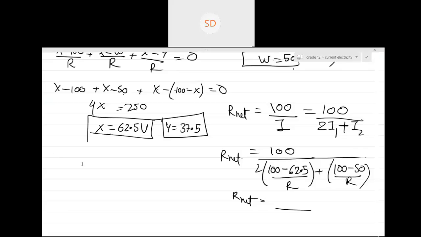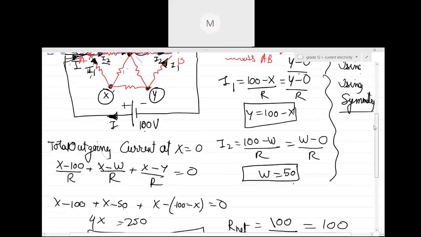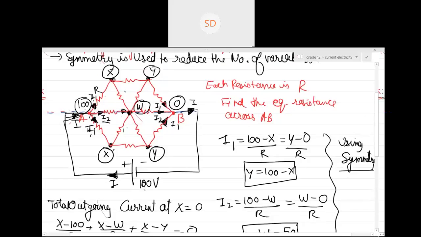I have a doubt. Yes, tell me. So why is y equals to 100 minus x? Because of the second concept of symmetry which I told you, that whatever current is going in the upper part shall return from the upper part. So 100 minus x, if it is going in here, then y minus 0 should come here. The same current. Although it is provable, I don't want to, it's a very long derivation. It's using Kirchhoff's also.